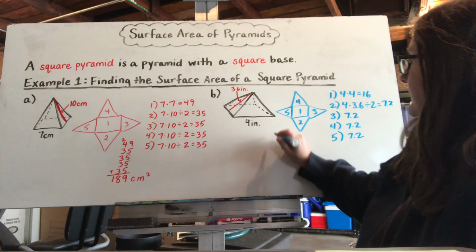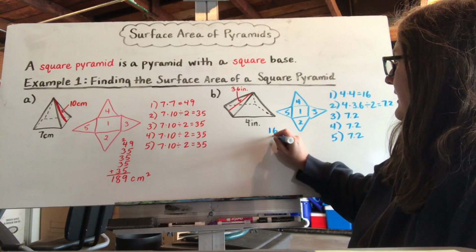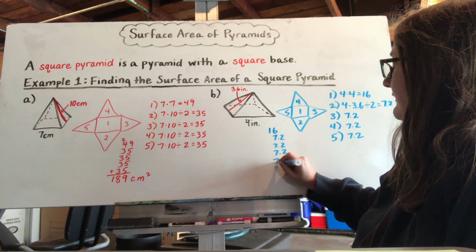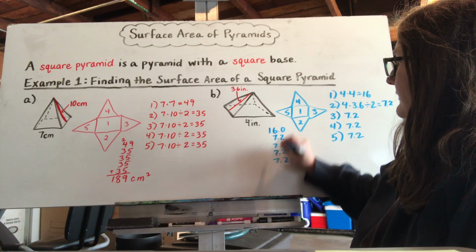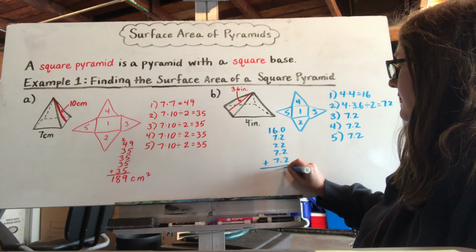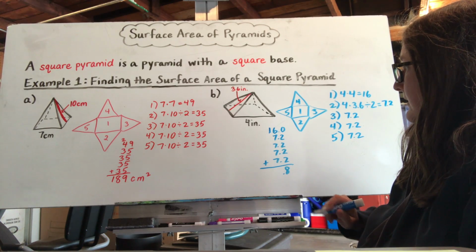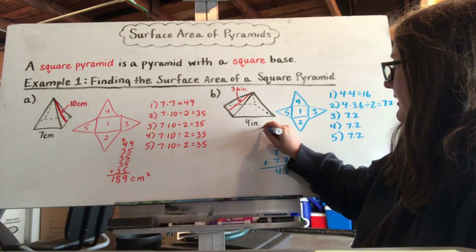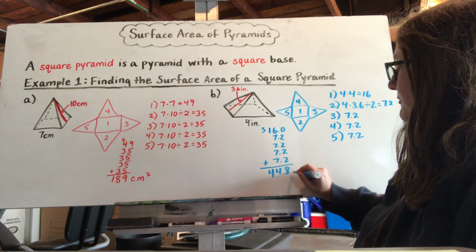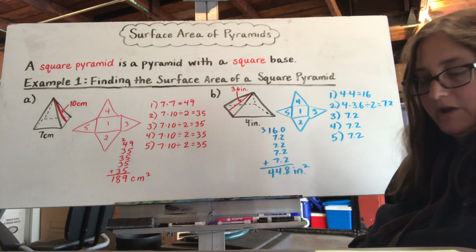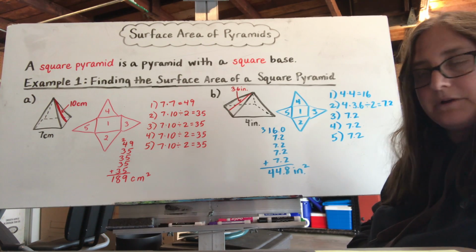So I'm adding 16 and 7.2, 7.2, 7.2, and 7.2. So here I get 8. I'll bring down my decimal. 44.8 inches squared is my surface area for my second square pyramid here.